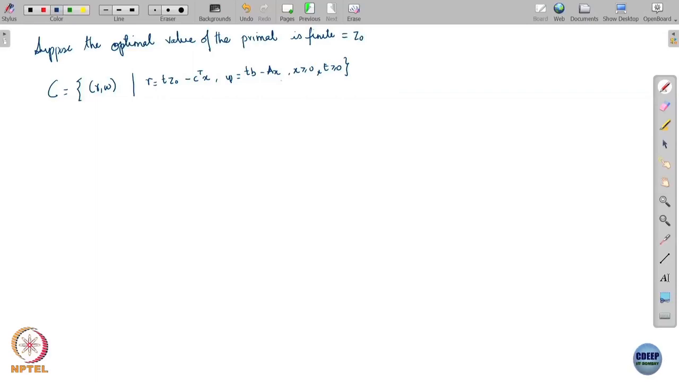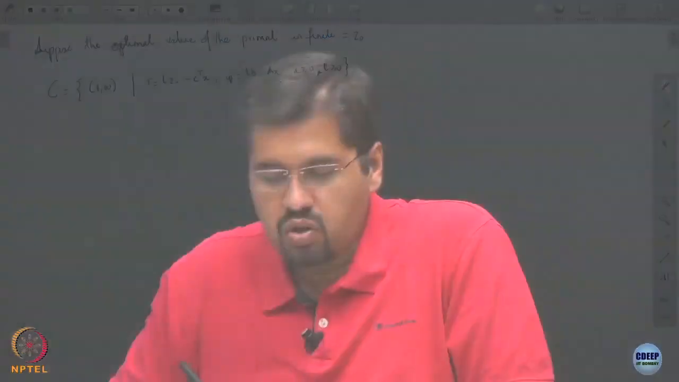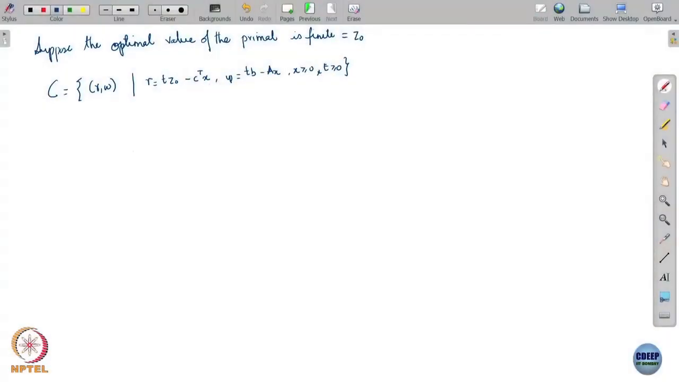All right. Now, what kind of a set is this set C? If you look at this set C, can you tell me what its dimension is? In what space does it lie? What is the dimension of r and what is the dimension of w? So, r here, is r a scalar or a vector? Yes, r is a scalar. r is t z0 minus c transpose x. t here has to be a scalar, otherwise I will not be able to add it to c transpose x. c transpose x is a scalar, and z0 is another scalar. So, t is also a scalar.